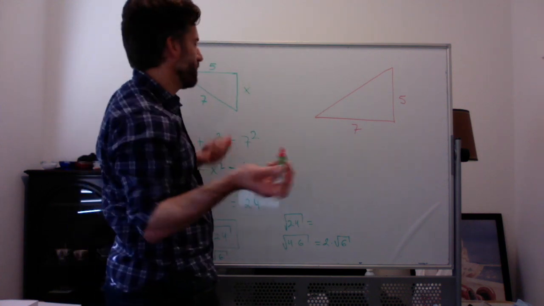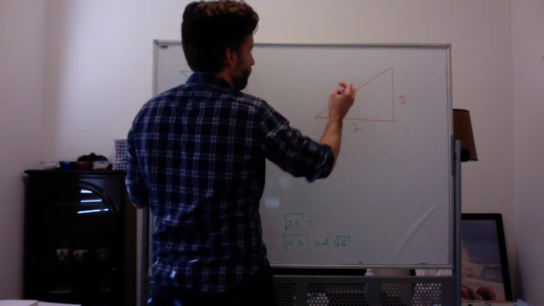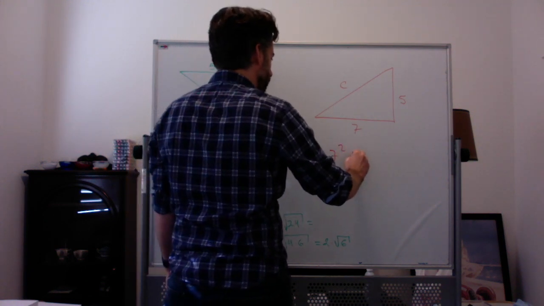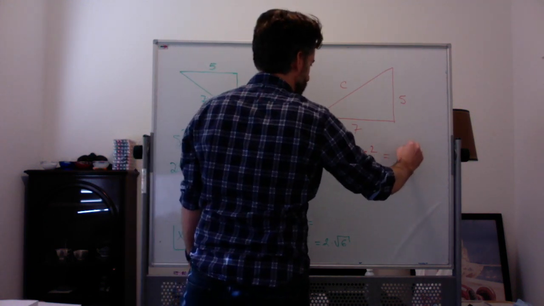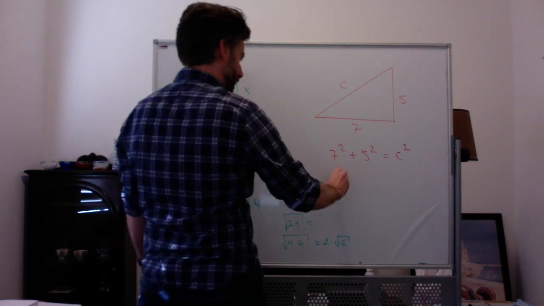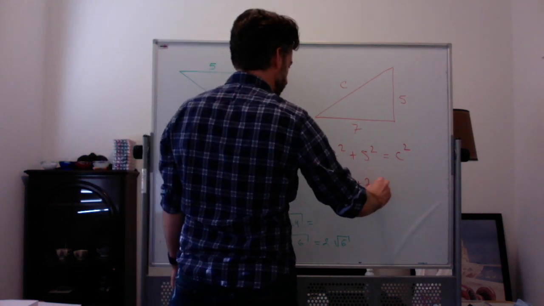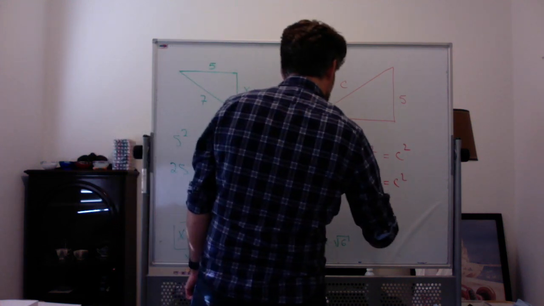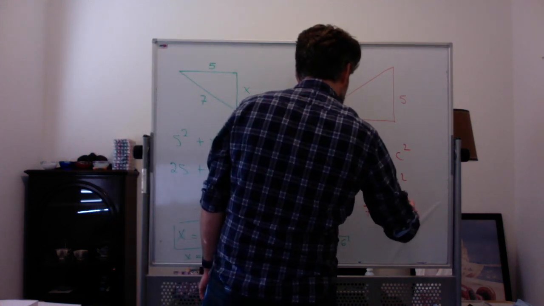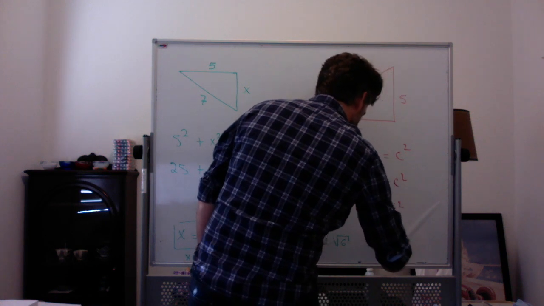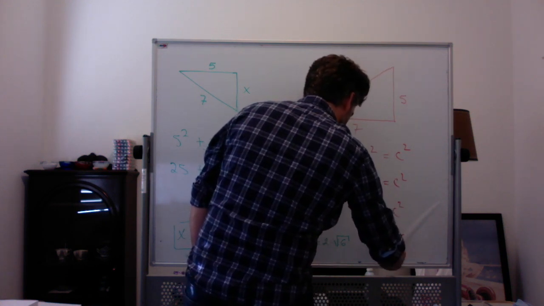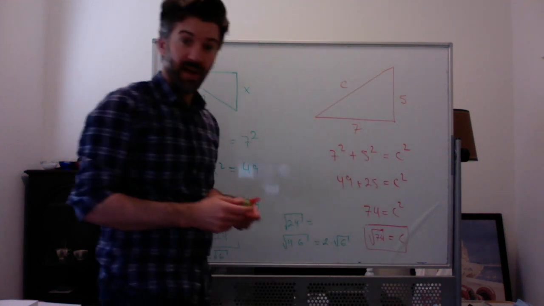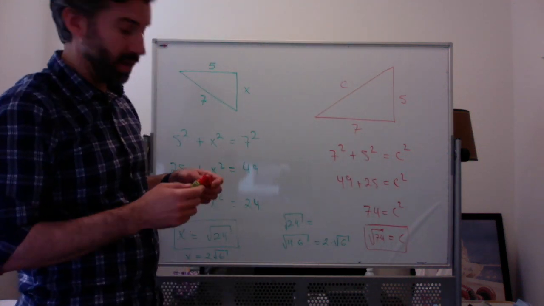Okay, last one here. Again, missing side, let's call it something different to change it up. Let's call it c. So 7 squared plus 5 squared equals c squared. 49 plus 25 equals c squared, and 49 plus 25 is 74. So c is going to be the square root of 74. And I don't believe 74 has any square factors in it, so it doesn't simplify any further.